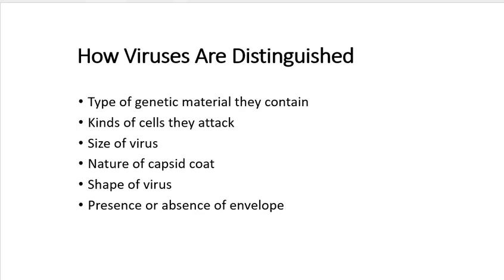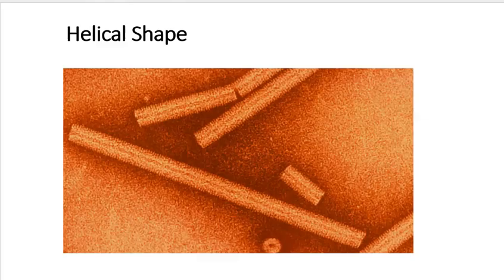The size of the virus. How big is it? What does the capsid coat look like? The shape of the virus. I've got a picture coming right next. Is it a helical virus? Is it an enveloped virus or a non-enveloped virus? So when we look at viruses and start classifying, we want to look at all these things, okay? So here's a helical shape.